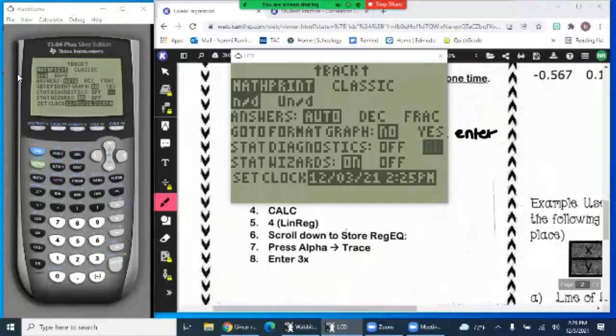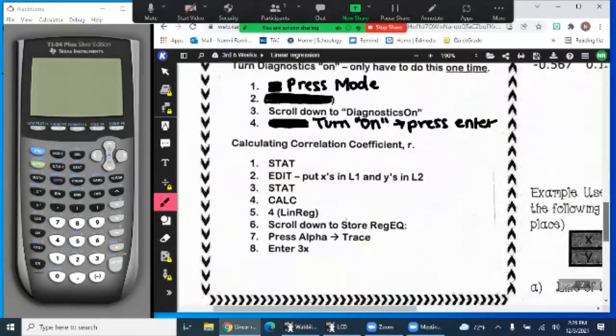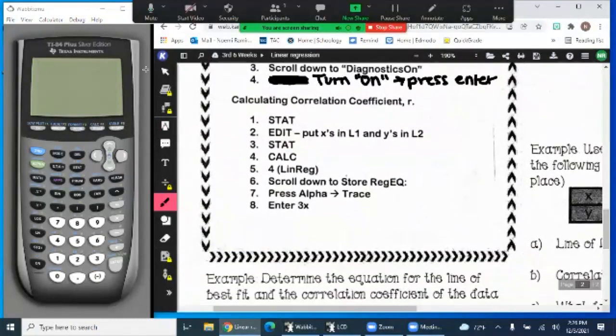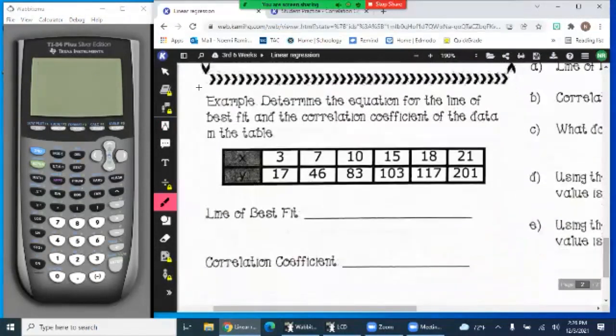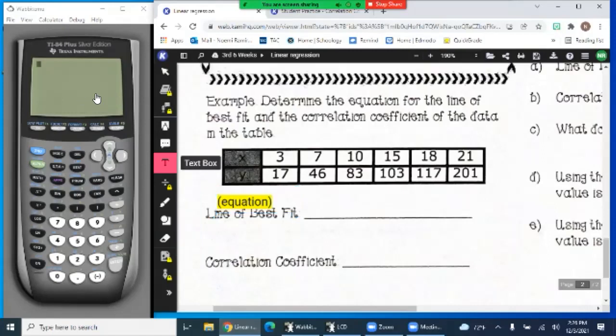Now, once you turn that on, you can go second quit or second mode again, and we're ready to proceed. The second part of the notes is showing you how to actually type the points in. So you're going to get an example like this. They're going to give you a table. They're going to say, find the line of best fit, or what is the correlation coefficient, or estimate the values of this table, anything like that. When they're asking you to find the line of best fit, in other words, give me the equation for this table. Okay, so that's what I'm going to put, equation. It's just asking you, what is the equation?